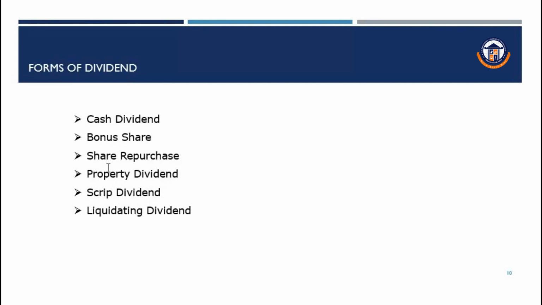Then the fourth one is a property dividend. The company makes the payment in the form of assets under the property dividend. The fifth one is a scrip dividend. It is a promissory note that pays shareholders later. This form of dividend is used when the company does not have sufficient income.